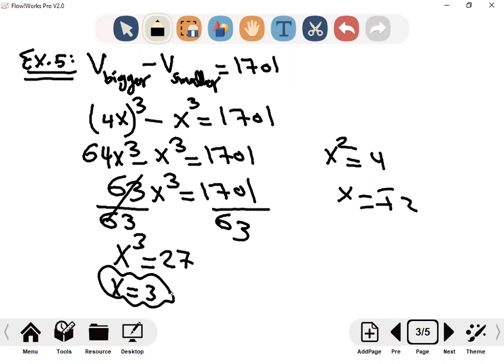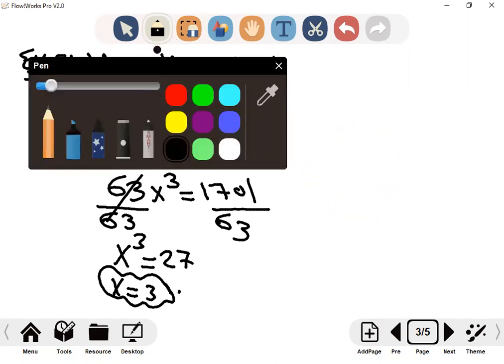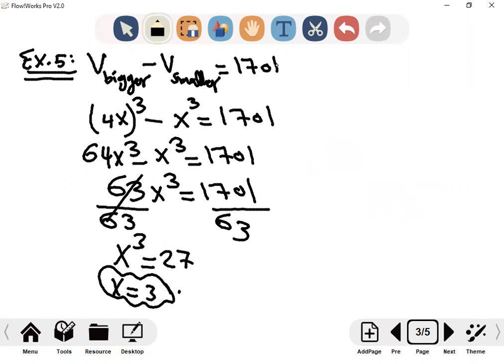So x is 3. What does the question want? They want the dimension, right? Let's see the dimension. By the way, in the book, look what they did. After they solve it, x^3 equals 27, they shift the 27 over. It will be x^3 minus 27, equal to 0.